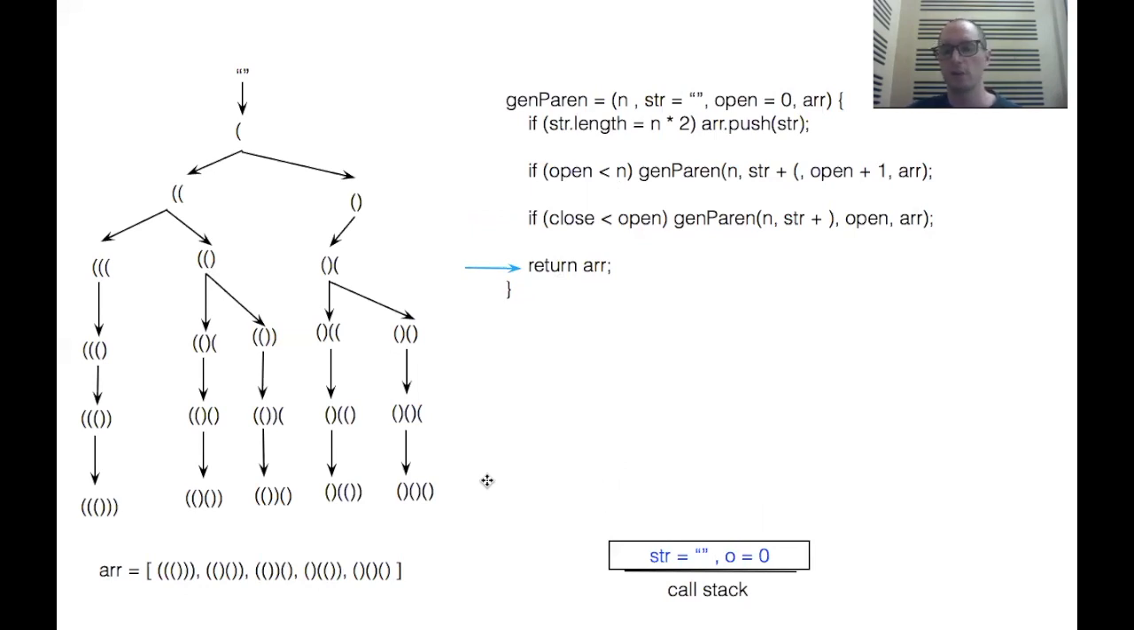So in our final function call, where our string is empty and our opens are 0, we have explored both branches of our tree, which have given us all of our possible combinations of valid parens. And we will now pop this off the stack, returning the array and storing it, hopefully, in a variable, or returning it as our answer, of course.